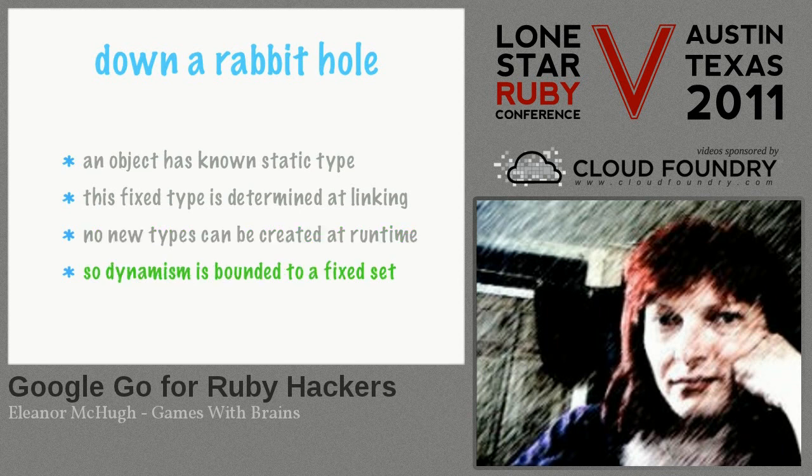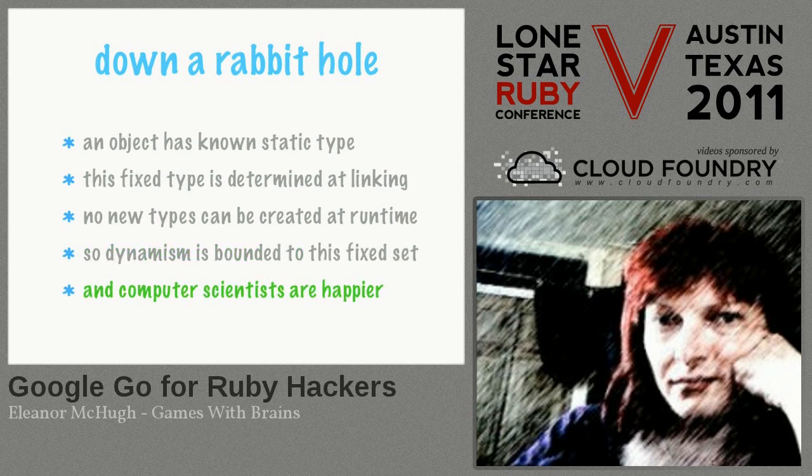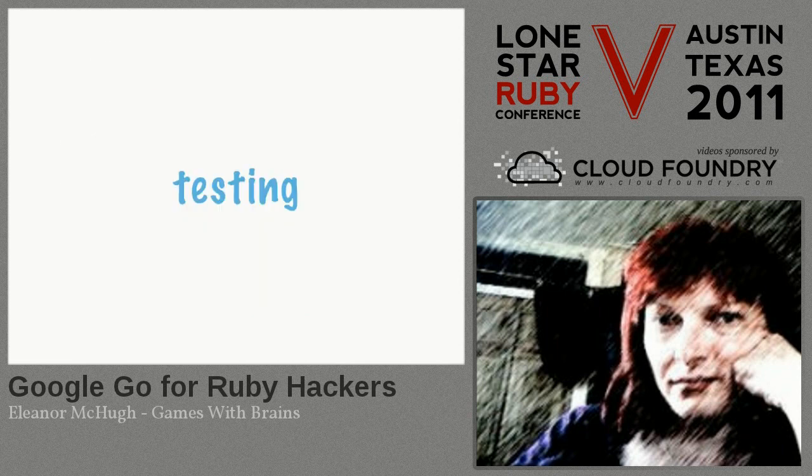but you can't do that in Go. So the dynamism is bounded to a fixed set, and that means that ultimately computer scientists are happier. A lot of the time, actually, I found that I'm happier, because a lot of kinds of errors I used to have lurking in the back of my mind for special cases, I don't have to worry about. I feel a lot less need to use an exception mechanism in Go than I feel in Ruby, although I also don't have the exception mechanism in Go that I have in Ruby, so that's a bit of a mixed blessing.